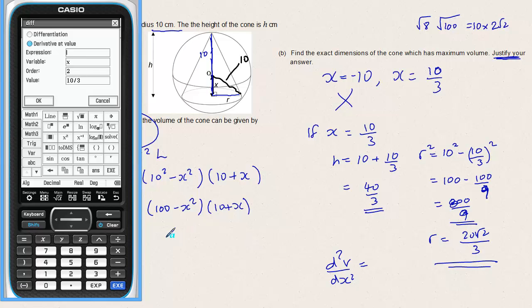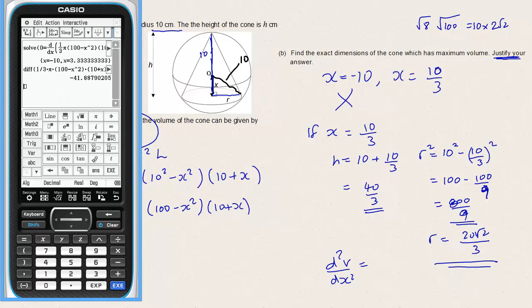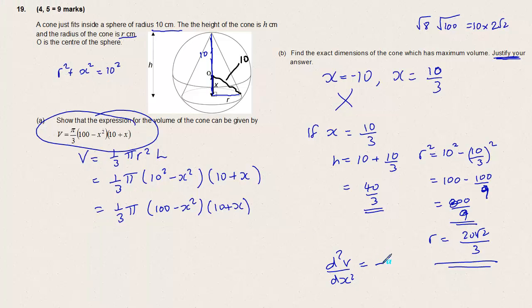and the expression here is the one that we have here, so that's 1/3 pi. 1 divided by 3, I might use some brackets here just to make sure. So 1/3 pi, and then we have the 100 minus x squared, and then we have the 10 plus x, and second order derivative, so that's good, and that gives us negative 41 point something, and the negative implies a maximum, so that's the justification part.